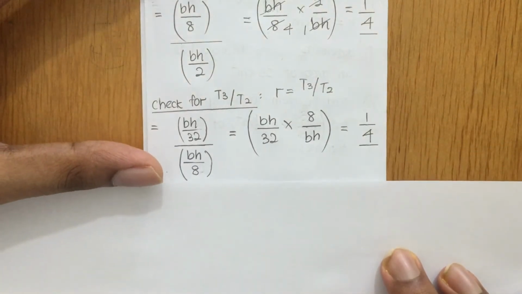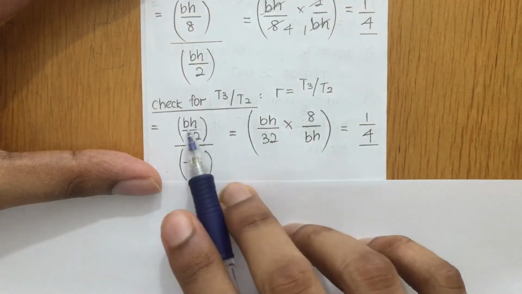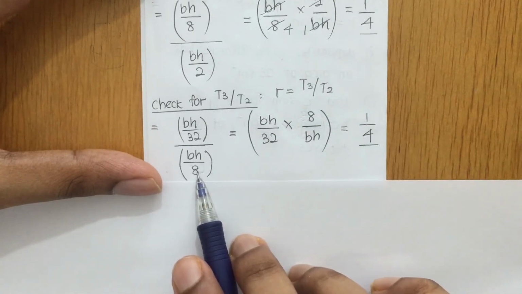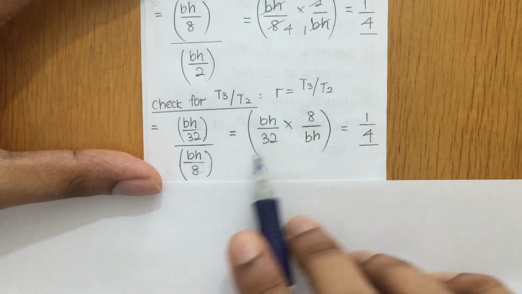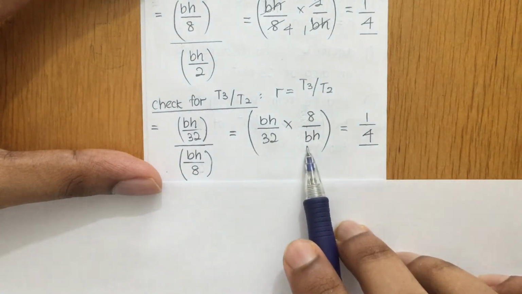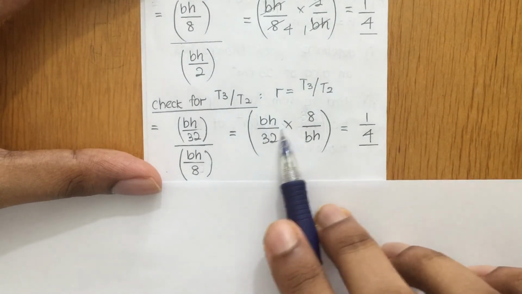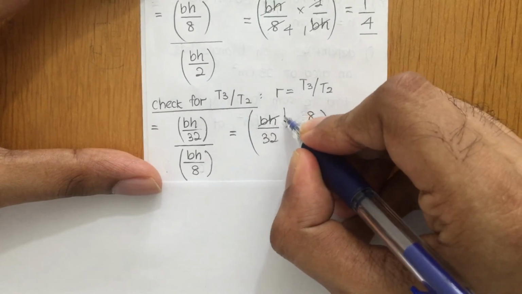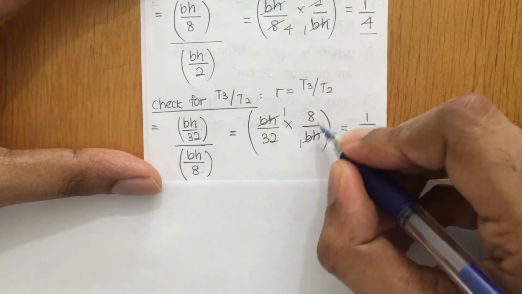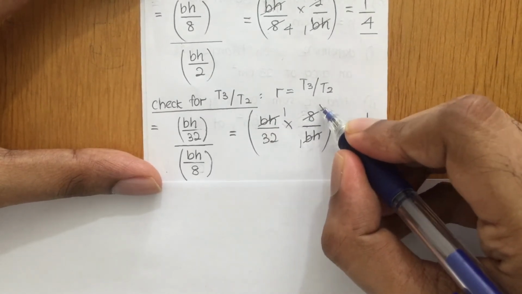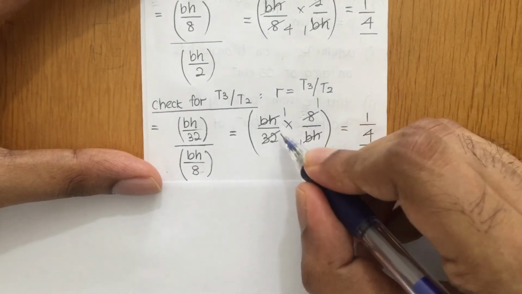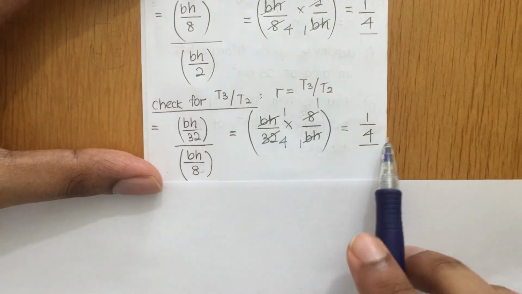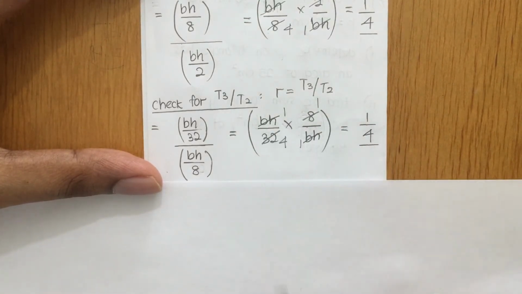The same concept, guys. T3 is BH over 32 and you divide with T2, in this case BH over 8. Since it involves a division of the fraction, you multiply by 8 over BH. So BH over 32 times 8 over BH. So this BH and BH will simplify and become 1. This 8 will become 1 and this 32 will become 4. You times them together, you should get your second common ratio is 1 over 4.